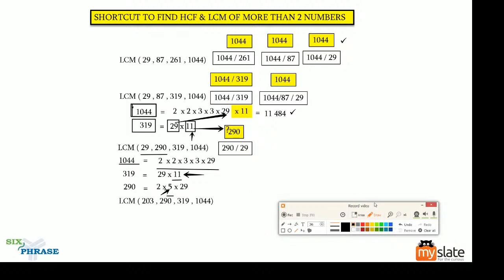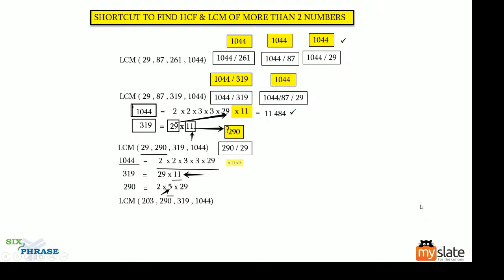So what do you do? When I say it must have 11 and a 5, multiply it by 11 and a 5. Or in other words, multiply 1044 by 55. 1044 into 55 will give me 57420, which is the LCM of all these numbers.